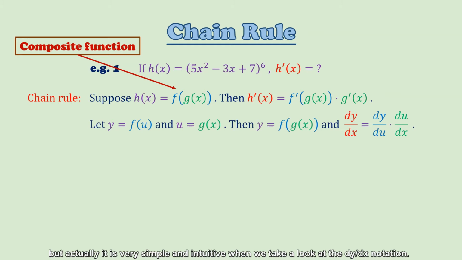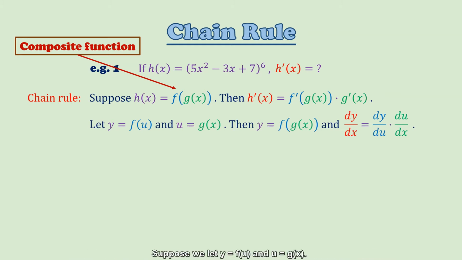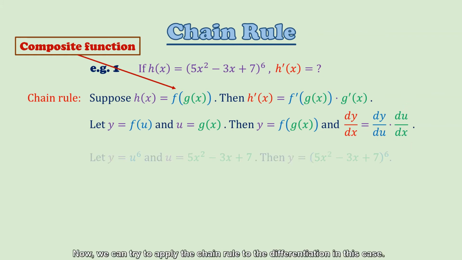Suppose we let y be f(u) and u be g(x), then that means y is equal to the composite function f(g(x)). Then to find dy/dx, we just need to consider it as dy/du times du/dx. This is intuitive because it looks like we can cancel the du here, so that the result is just dy/dx.